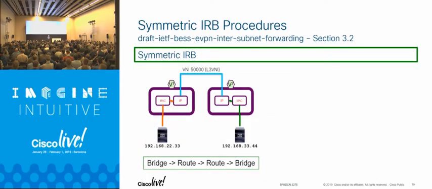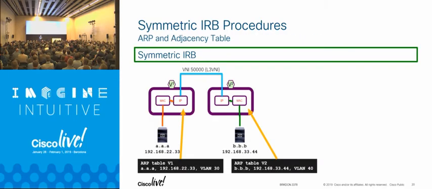This is how symmetric IRB looks. I have bridge to the MAC. You see the IP there. I'm blue. I'm going into that VNI, which is our layer 3 IP VRF instance, our route between the two. I decap and I bridge down to the host. So bridge, route, route, bridge. As a result of this, my ARP tables are local. I don't need to learn about host B on the first switch, because I don't care. I route to that guy. ARP is only necessary on the first hop, right?